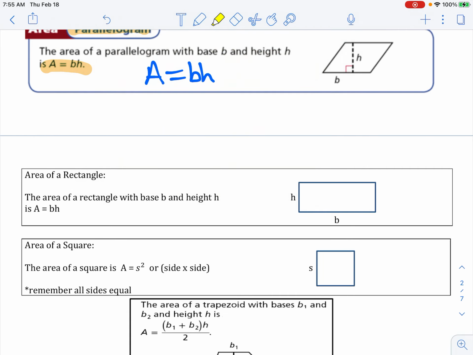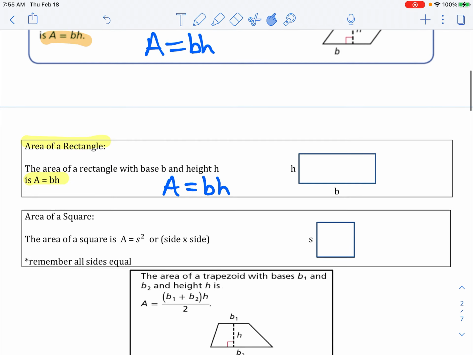Let's go to the next formula. Area of a rectangle is also base times height. All right, notice the picture to the right. We have our base, we have our height of our rectangle. Those are the two pieces of information we need to go ahead and plug in to solve.